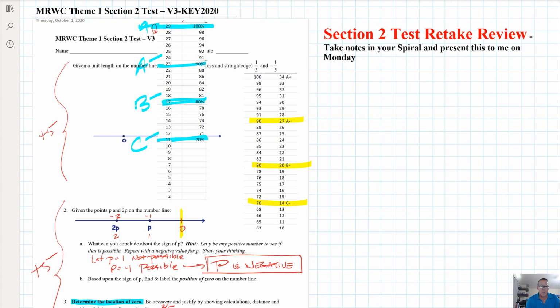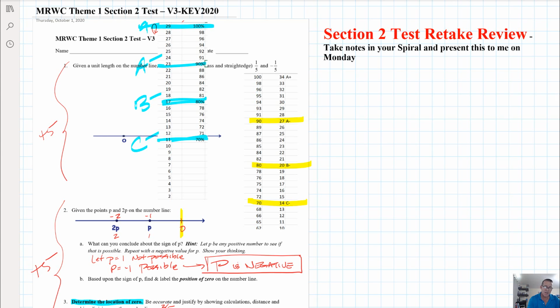This is Mr. Aynesworth, and we're going to get into a little retake review here on Section 2 in MRWC. And if you didn't reach your goals on this test, meaning 80% or better, go through this review and take all your notes in your spiral.